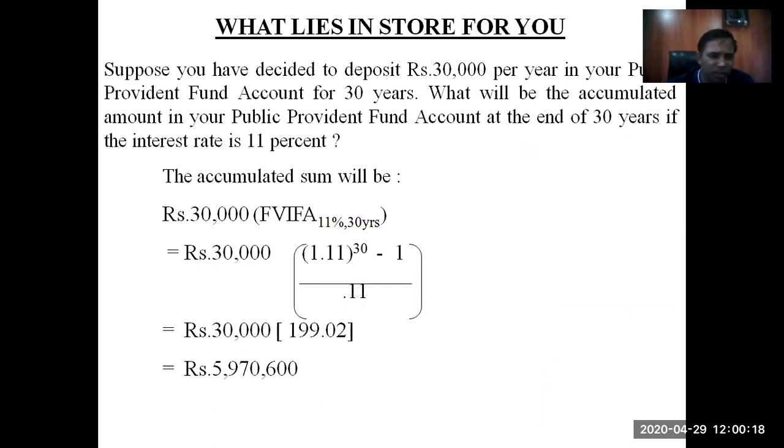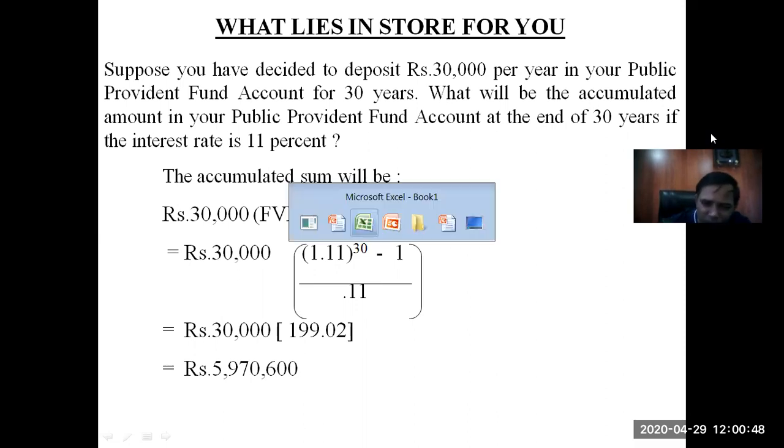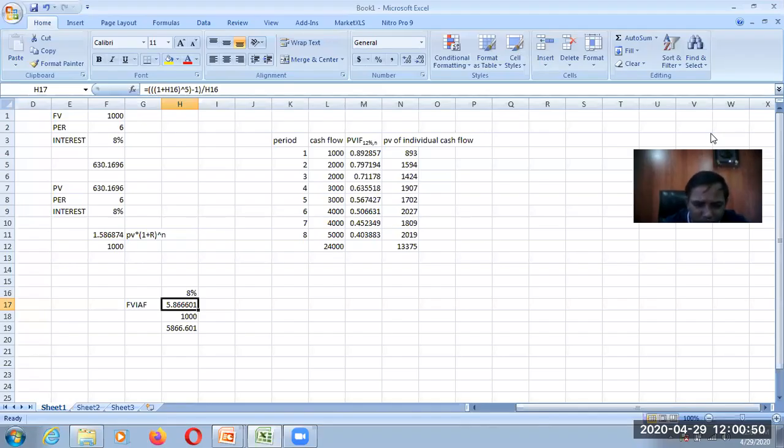So this is an example. Suppose you have decided to deposit 30,000 per year in a public provident fund for 30 years. So if you are investing 30,000 rupees every year for the coming 30 years, what amount will you receive after 30 years if your amount is compounded at an interest rate of 11%? So let us calculate this on Excel rather than looking at it in the PPTs.